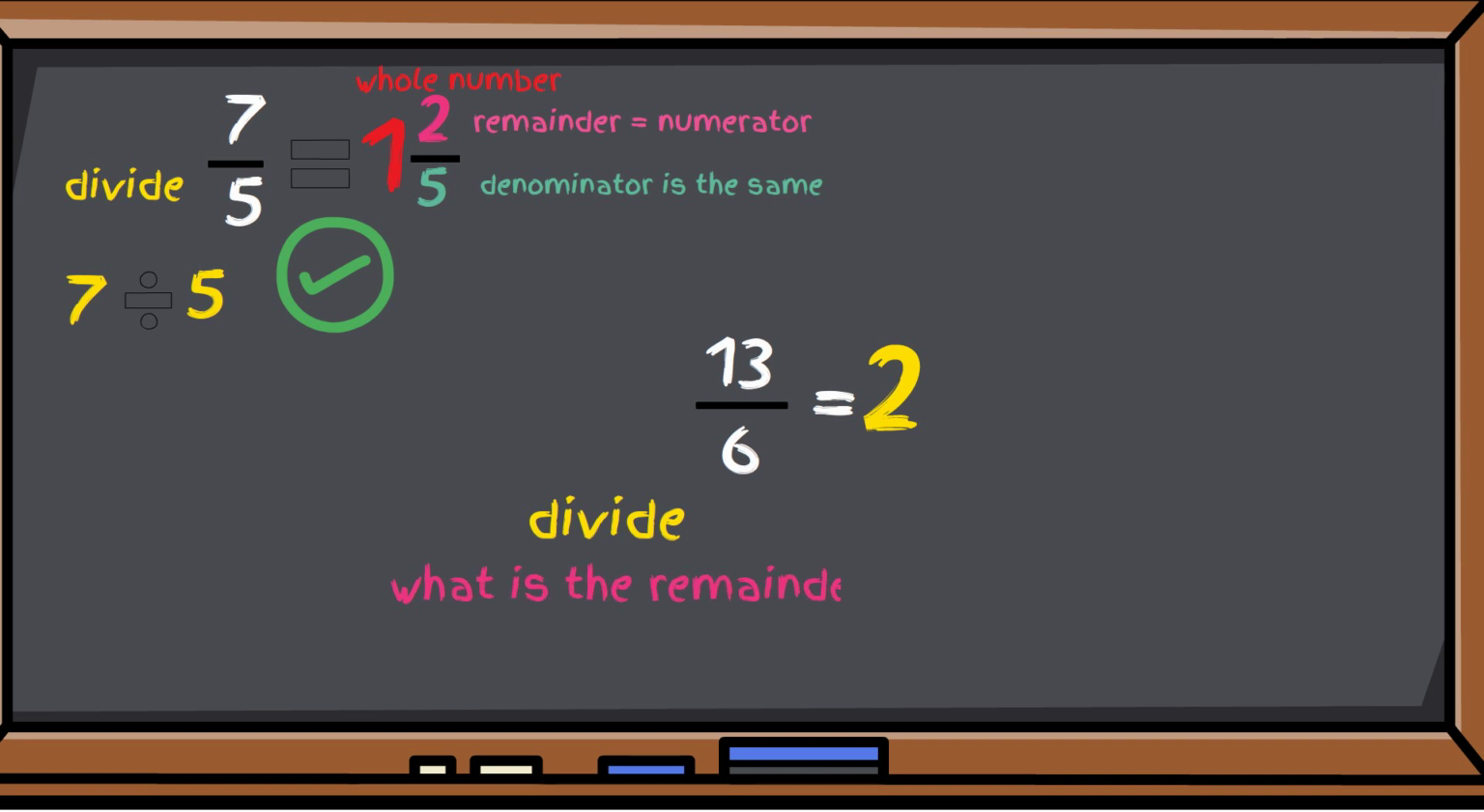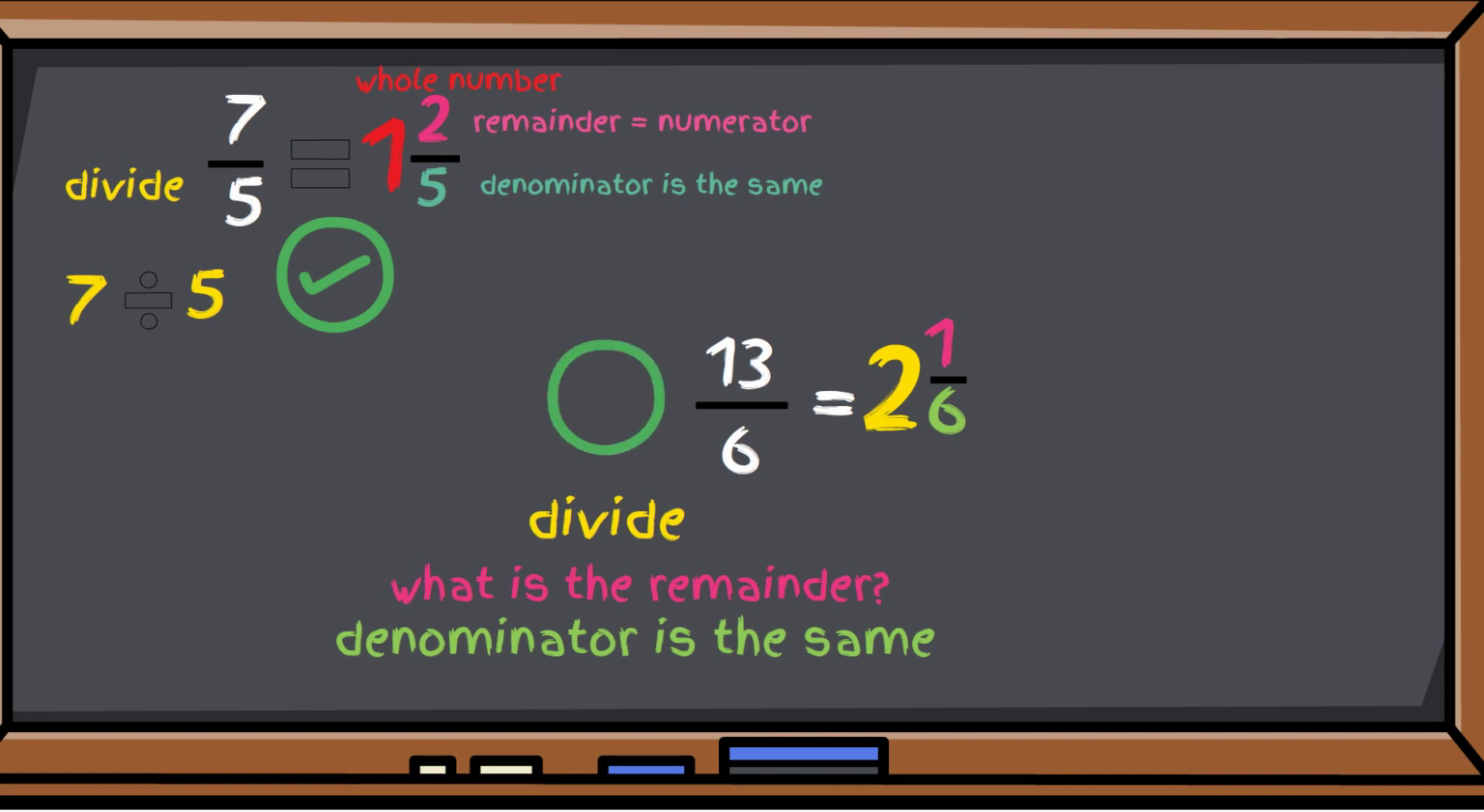How much is left over after dividing? 1, because 13 minus 12 is 1. 1 is the numerator and 6 is the denominator. Remember, the denominator stays the same, so the answer is 2 1/6.